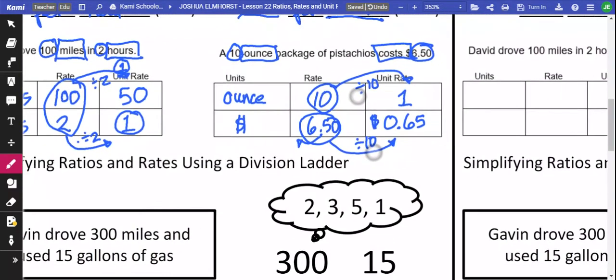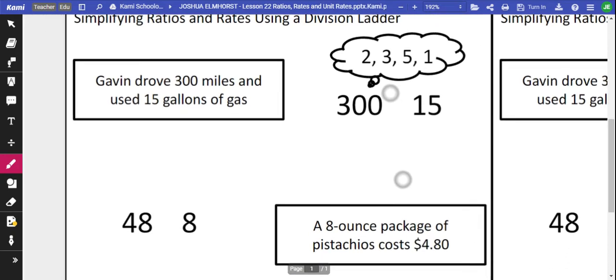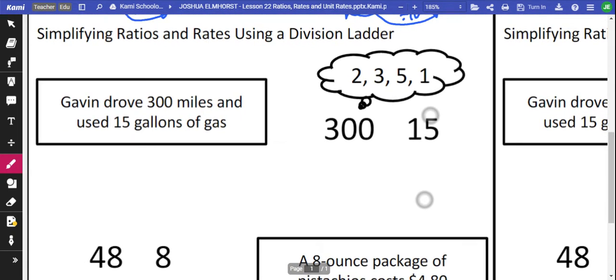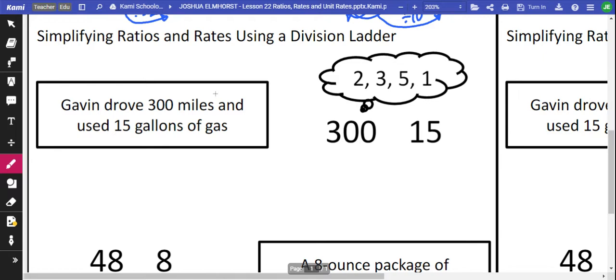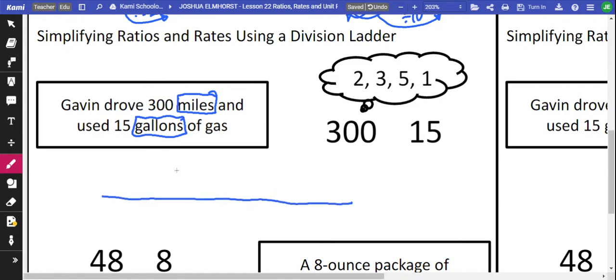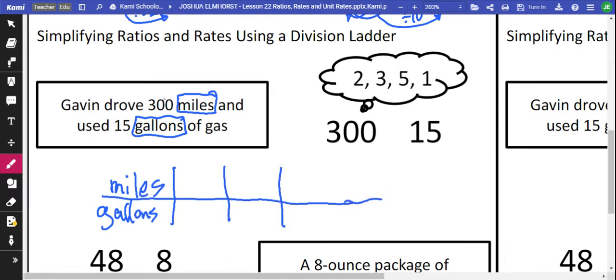So taking that table and then setting it up down below. So we got Gavin drove how many miles and how many gallons. Okay, so set it up here. We have miles, and then we have gallons. And it started with 300 and then 15. So this is the given rate.